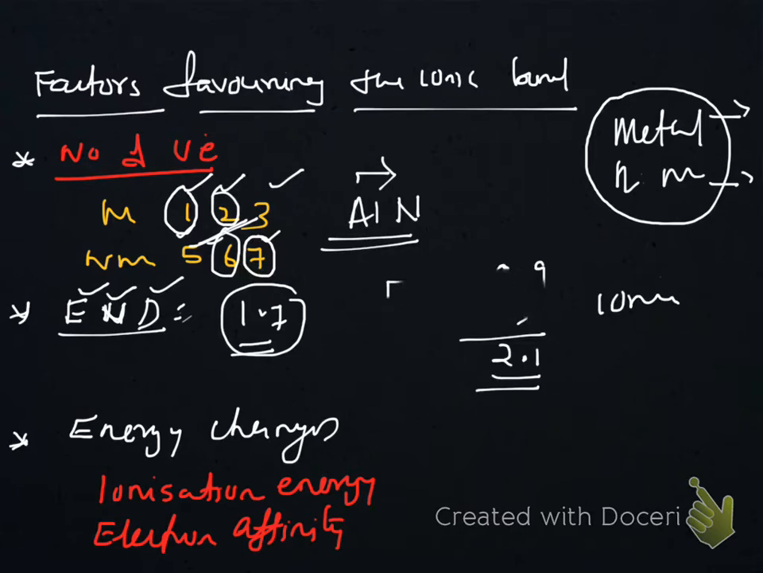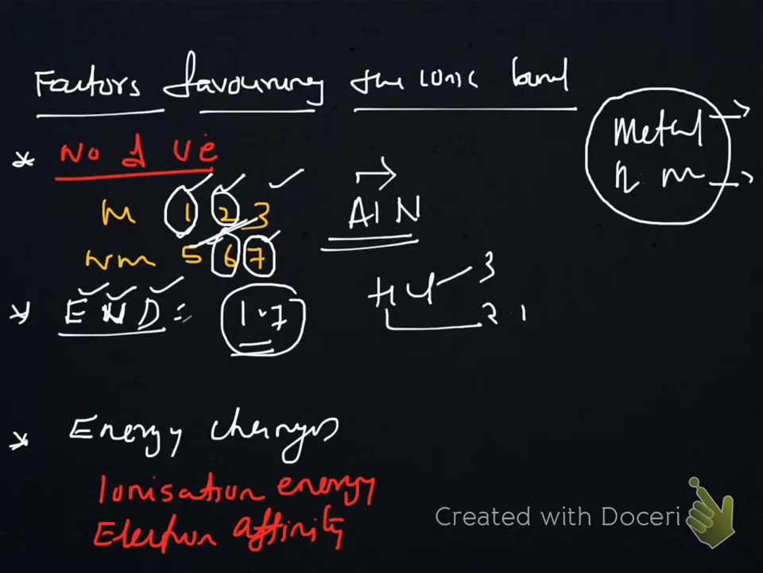At the same time, if we consider HCl as example, Cl is 3 and hydrogen is 2.1. Difference is just 0.9, which is far less than this cutoff value. So it is covalent, polar covalent.